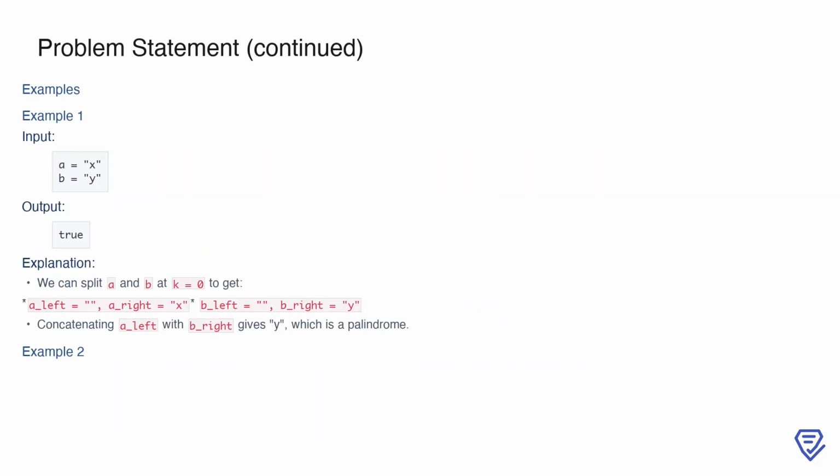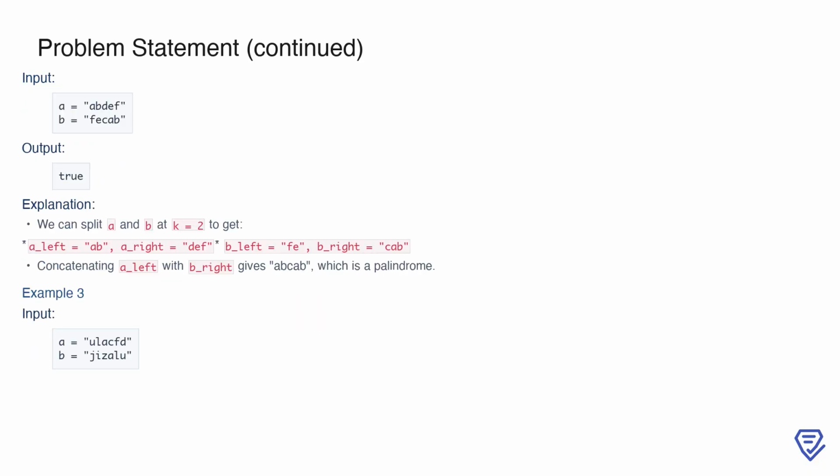To understand this better, let's look at an example. Consider the inputs A equals X and B equals Y. Here, both strings are of length 1. If we split both strings at k equals 0, A_left and B_left will be empty strings, while A_right will be X and B_right will be Y. When we concatenate A_left with B_right, we get the string Y. Since Y reads the same forward and backward, it's a palindrome, and the output is true. This example demonstrates that even the smallest strings can be checked for this property and that the result depends on the split point and the resulting concatenation.